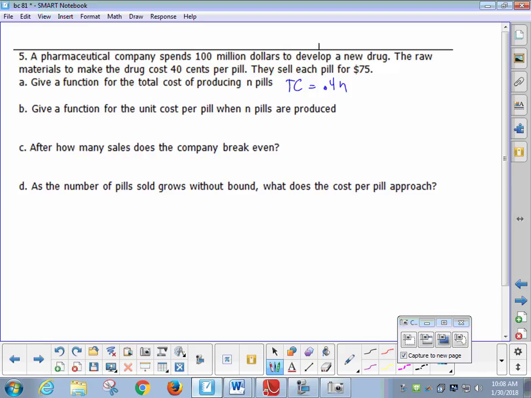Yes? What's the total cost if you make two pills? $100 million and 80 cents. What's the cost per pill if you make two pills? Which is? Come on, you're killing me. $50 million and 40 cents. Okay. I won't even try 3. I guess I'll go to 4. If you make 4, what's the total cost of all pills? $100 million and 40 cents times 4.